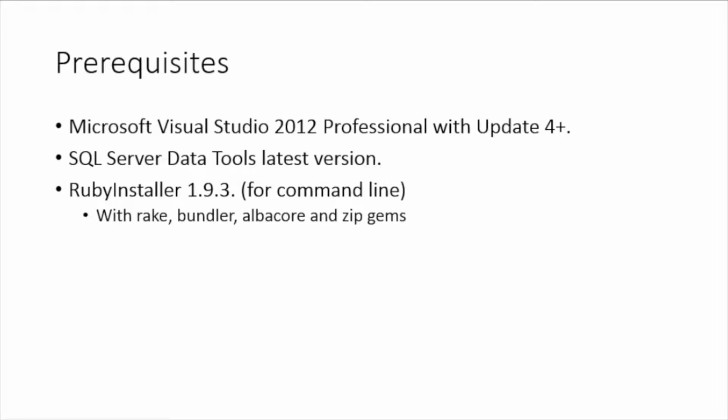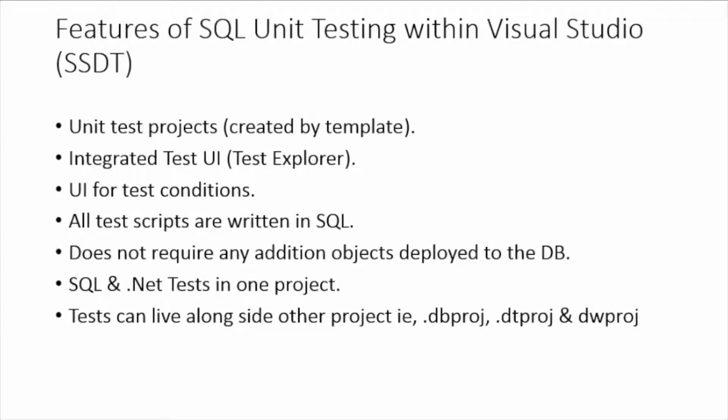Okay, so features. Unit test projects are created by a template, and they're like any other Visual Studio project. When it's built, it creates a DLL which encapsulates all the tests in the project. When it's accompanied by an app.config file, it can be ported to any environment and configured through any test runner that accepts MS test compiled DLLs.